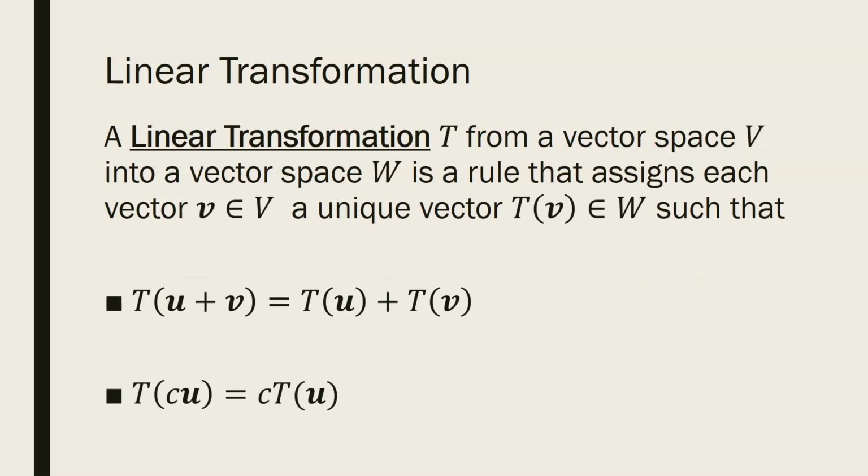So it's just what we had before. A transformation from a vector space V into a vector space W is just a rule or a mapping which sends each vector from V to a vector in W.